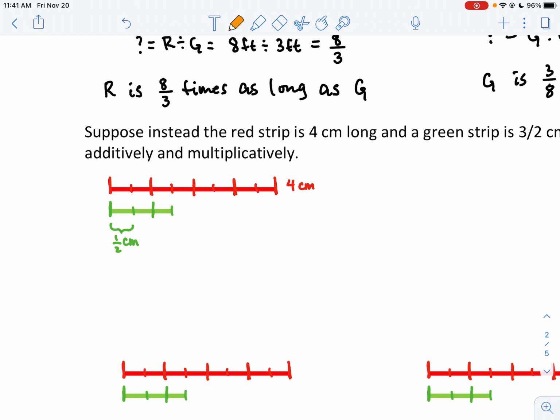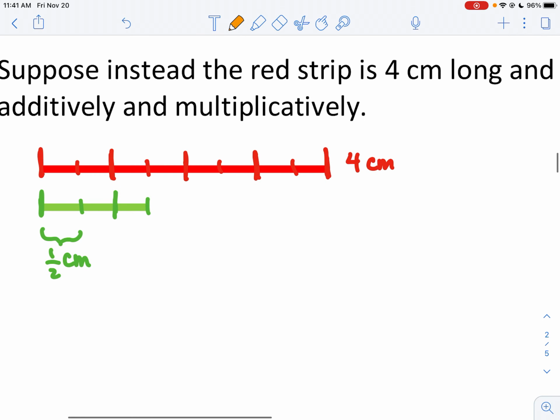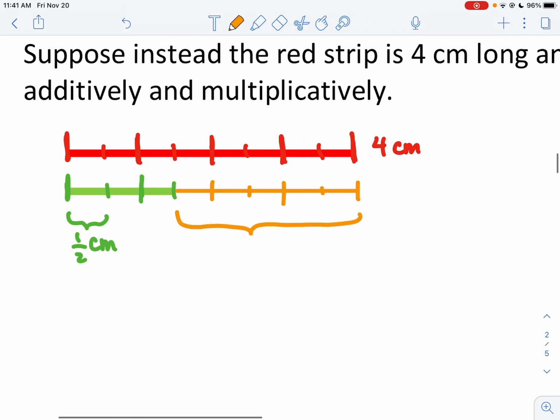Okay, so as far as the additive comparison is concerned, you'd want to just figure out how long this segment is. And so you could break it up into parts like before, and we would say, okay, so the difference between these would be, count them out, we have 5 halves there.